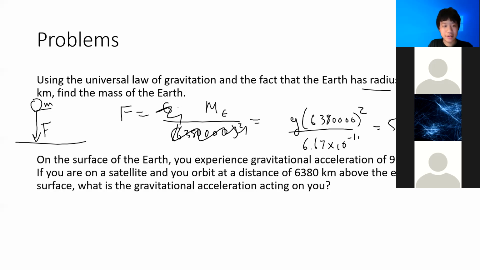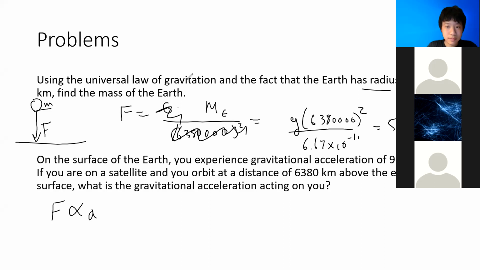So now for the second one, on the surface of the Earth, you experience gravitational acceleration of 9.8 meters a second, right? We all know that. And if you're on a satellite and you orbit at a distance of 6,380 kilometers above the Earth's surface, what is the gravitational acceleration acting on you? Well, as we know, the farther away you are from the center of the Earth, the lesser the gravitational acceleration is going to be, right? Because the force is directly proportional to the acceleration, F equals ma.